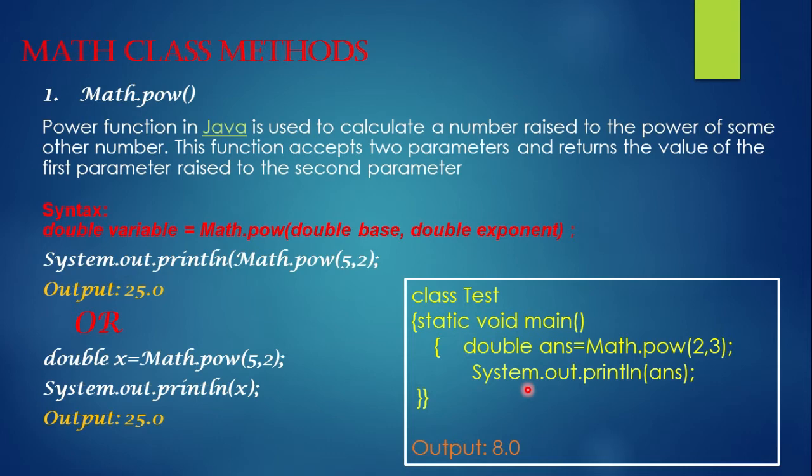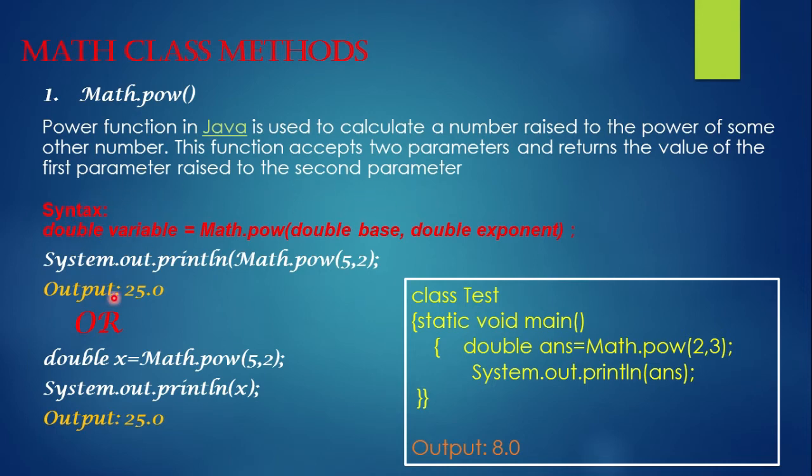So let us start with the first method. As I said earlier, the first method is math.pow. This stands for power. This function is used to calculate a number raised to the power of some other number. It always accepts two parameters. Parameter means arguments only, and it returns the value of the first parameter raised to the second parameter.